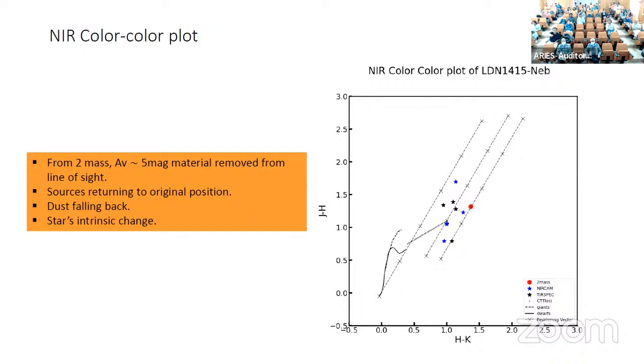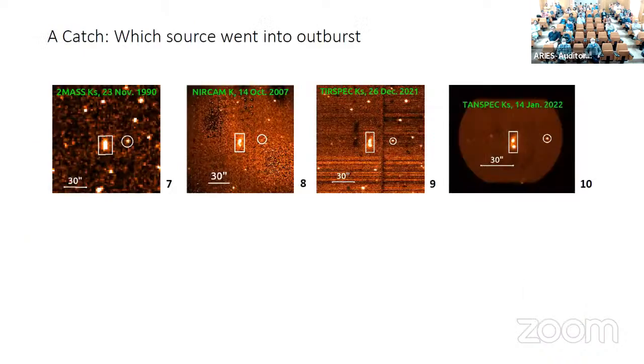Question, just to follow: can you take us through the chronological order? Okay. So this is the 2MASS, this one is the first, second, third, and the fourth one is expected to be an error. Even this TSpec is expected to be an error. So there is a catch, as we wanted to have this source go into outburst. The chronological order of these observations starts from 2MASS in 1998, NEWFIRM in 2007, the TSpec in 2021, and the TSpec in 2022 January.